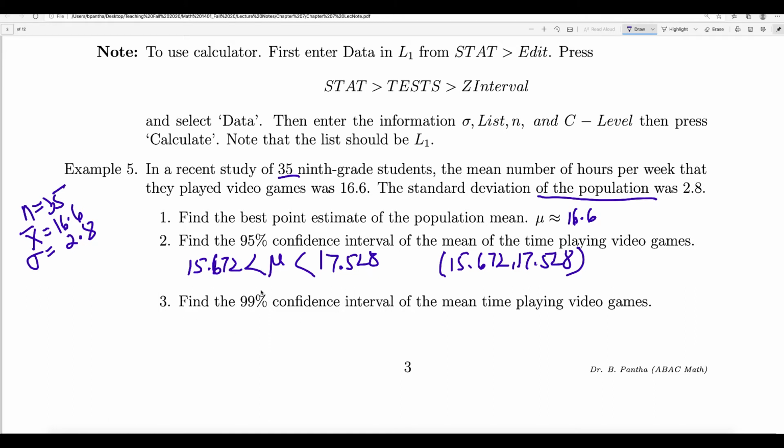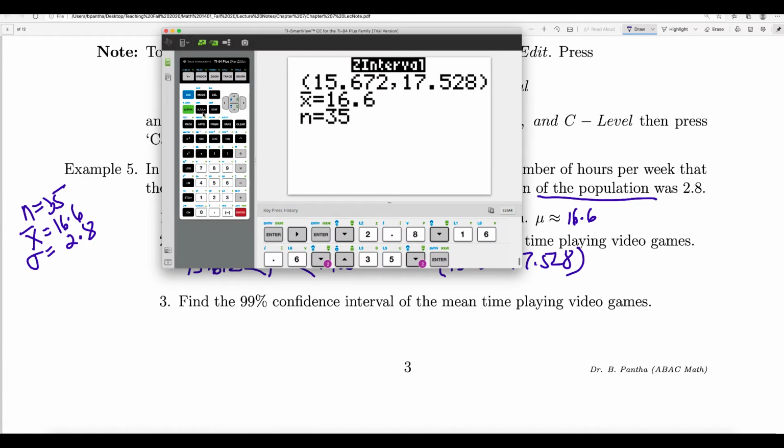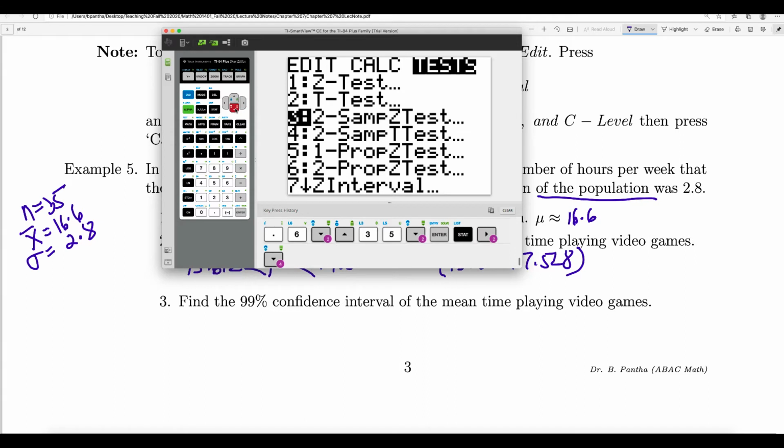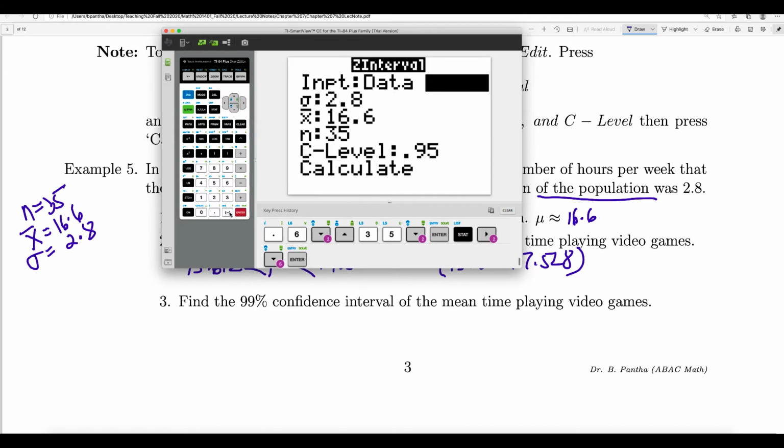Okay. Similarly, let's do 99%. For 99%, we do exactly the same thing, except we change the confidence level. Go to the Z interval and then change the confidence level to 99. So what do you get? You change that confidence level to 99, and then go to Calculate and hit enter.